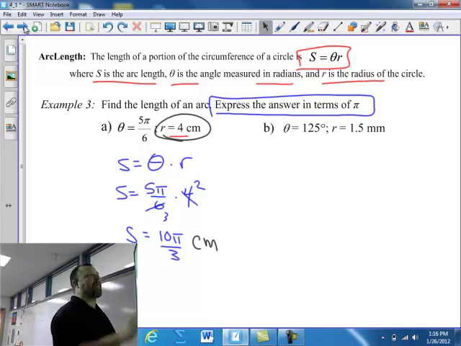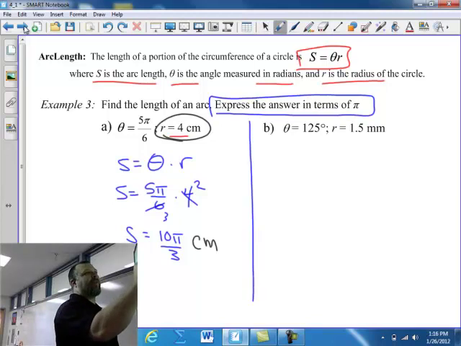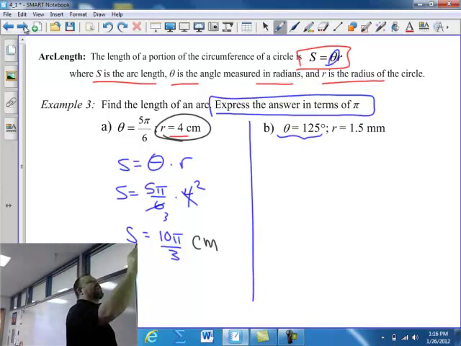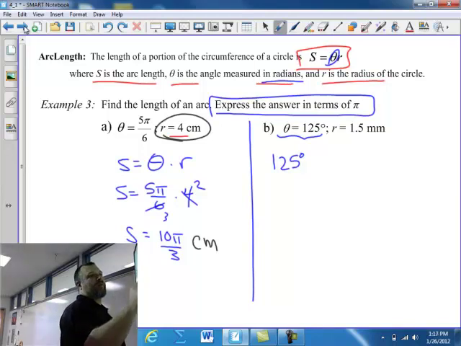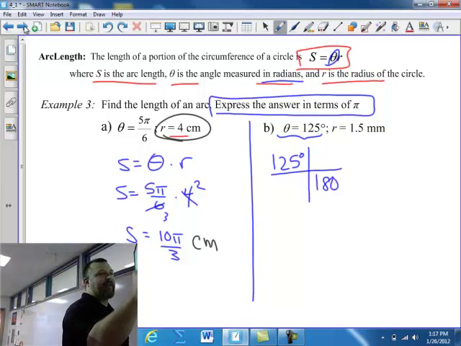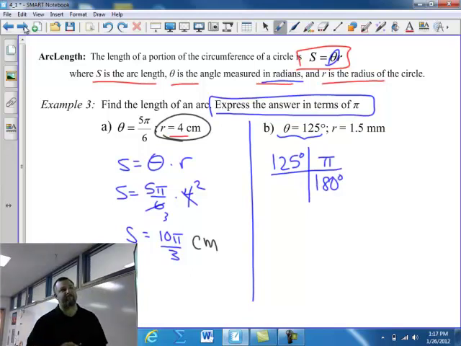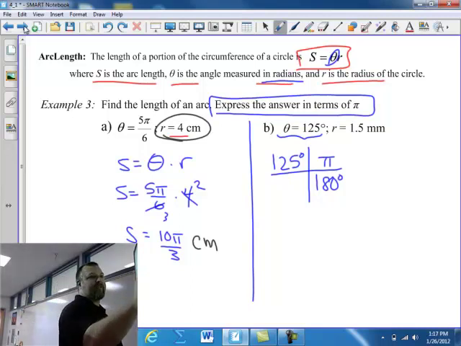Now, what's wrong with this second problem? It's in degrees, but my angle has to be in radians. So I'm not allowed to use that. I have to take 125 degrees and change it into radians. So we multiply that by, draw your little stoichiometry boxes, 180 degrees at the bottom and pi on the top, so that our degrees cancel.